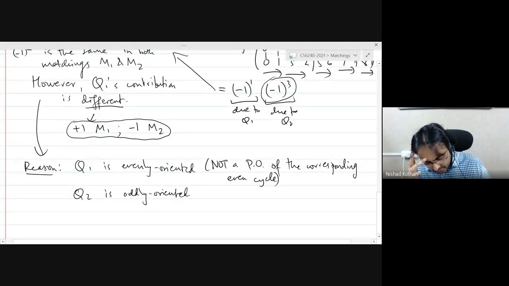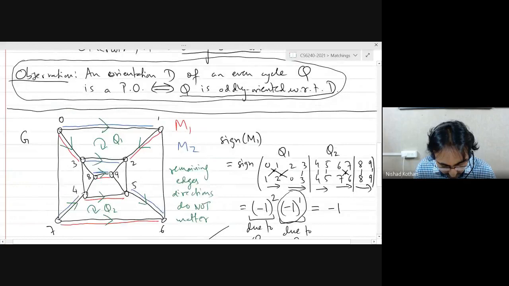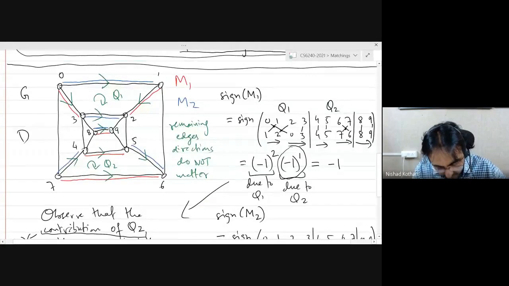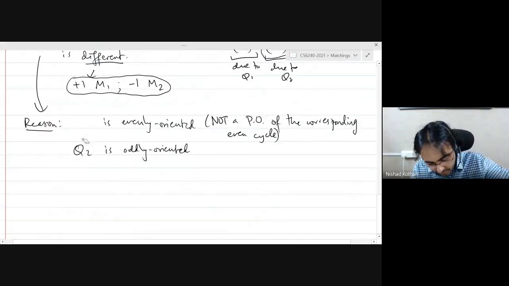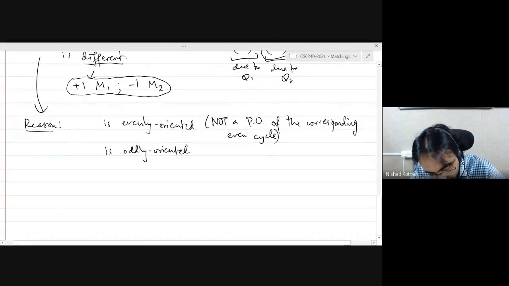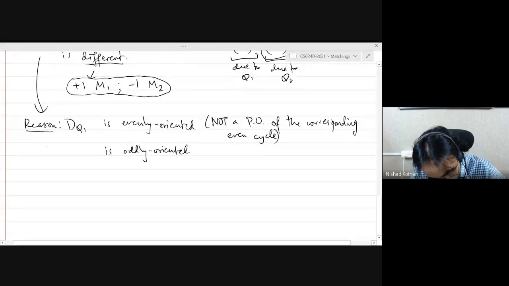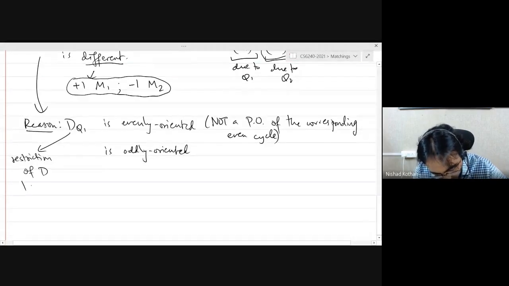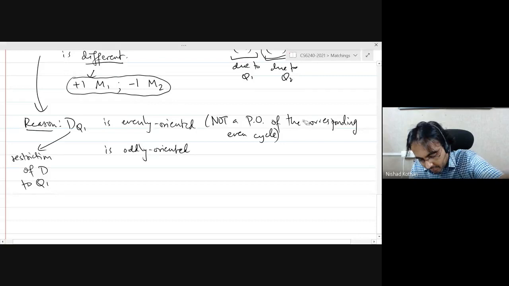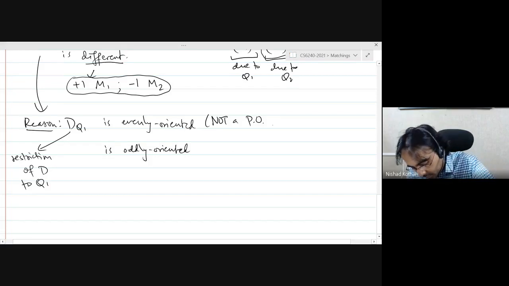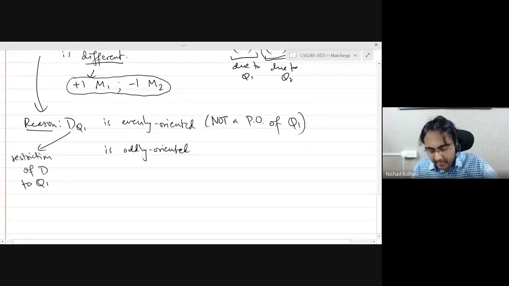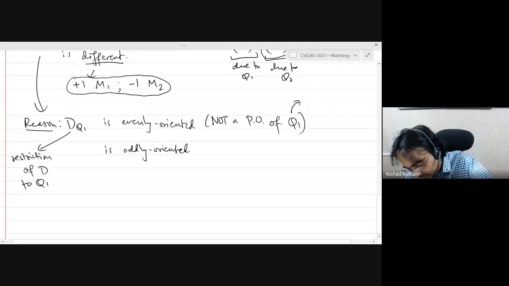Or another way to say it is, let me say it in a more consistent manner. So D is the directed graph. So the restriction of D to the cycle Q1. Okay, let me put it that way. D restricted to Q1. This is the restriction of D to the undirected cycle Q1. So then I don't need to say corresponding. I can just say it is not a Pfaffian orientation of Q1. Okay, so now I'm referring to Q1 as the undirected cycle.